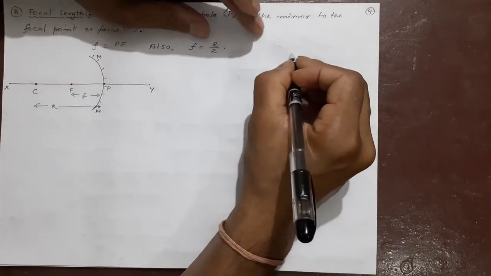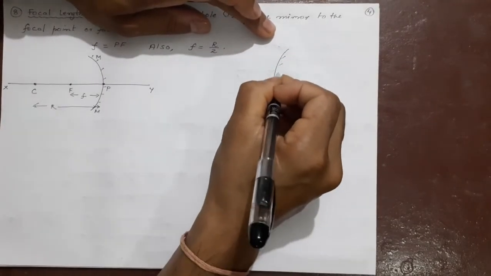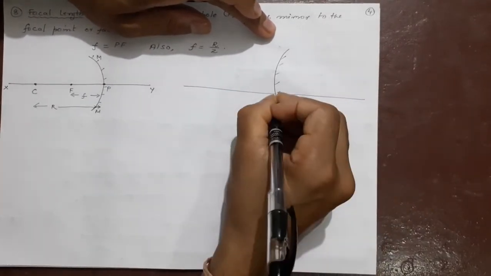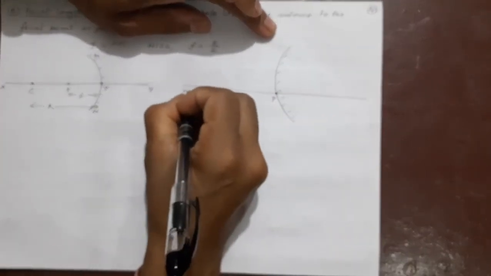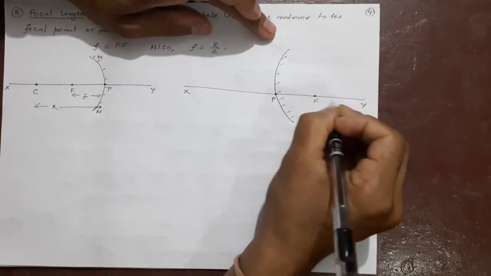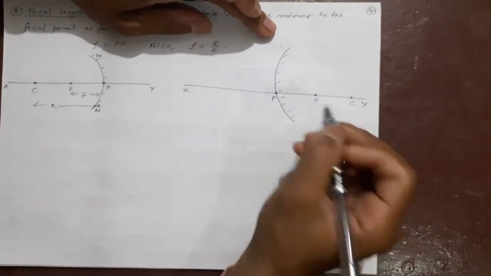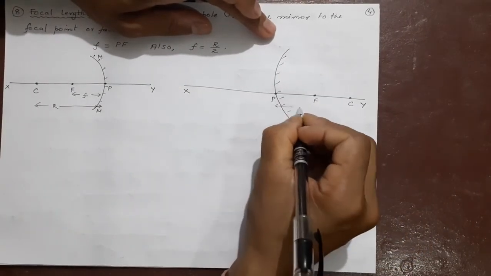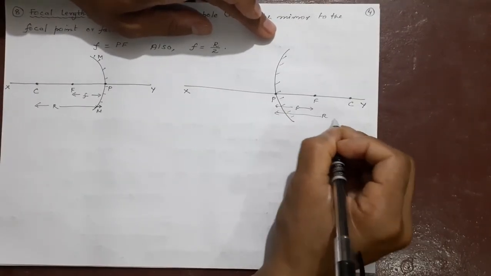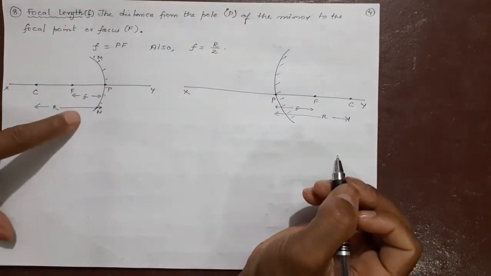In the case of convex also, the same thing can happen. This is your convex mirror, X, Y is the principal axis, pole, and here is the focus, and somewhere double here is the center of curvature. Light will go, that I will not show here. The only important thing is this one. This is f. We already studied R here. So this is for convex, this is for concave.